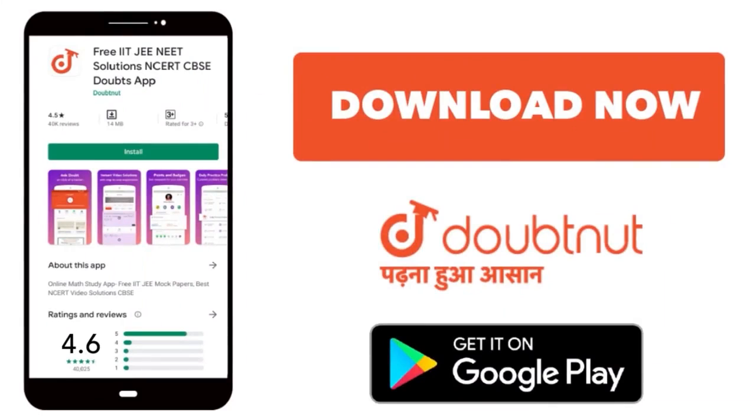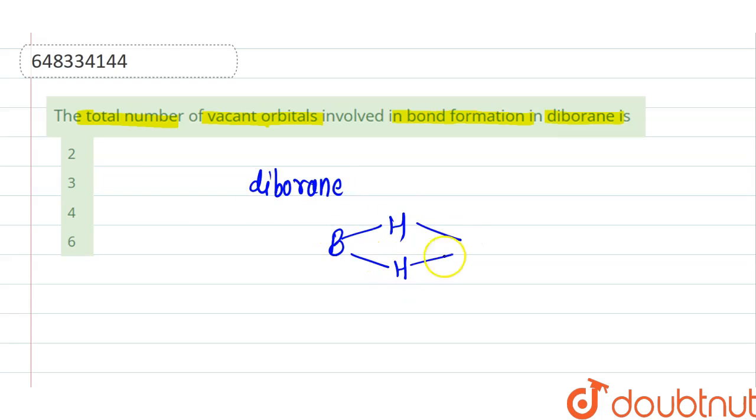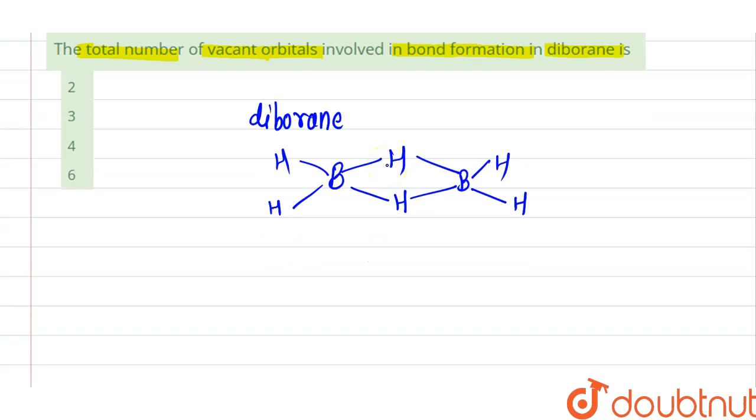Hello friend, the question is: the total number of vacant orbitals involved in bond formation in diborane is. So, the structure of diborane is boron, bridge hydrogen, then boron, then four terminal hydrogens are present. So, it is the structure of diborane.